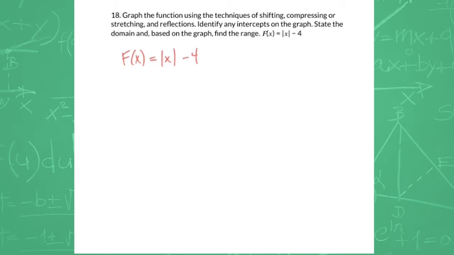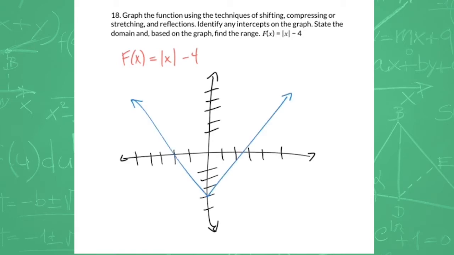So for the graph, we just have to graph the absolute value function, shift it down 4 units. So let's do it. And now it asks us to identify any intercepts on the graph. So we know that the y-intercept is right here at 0, negative 4.